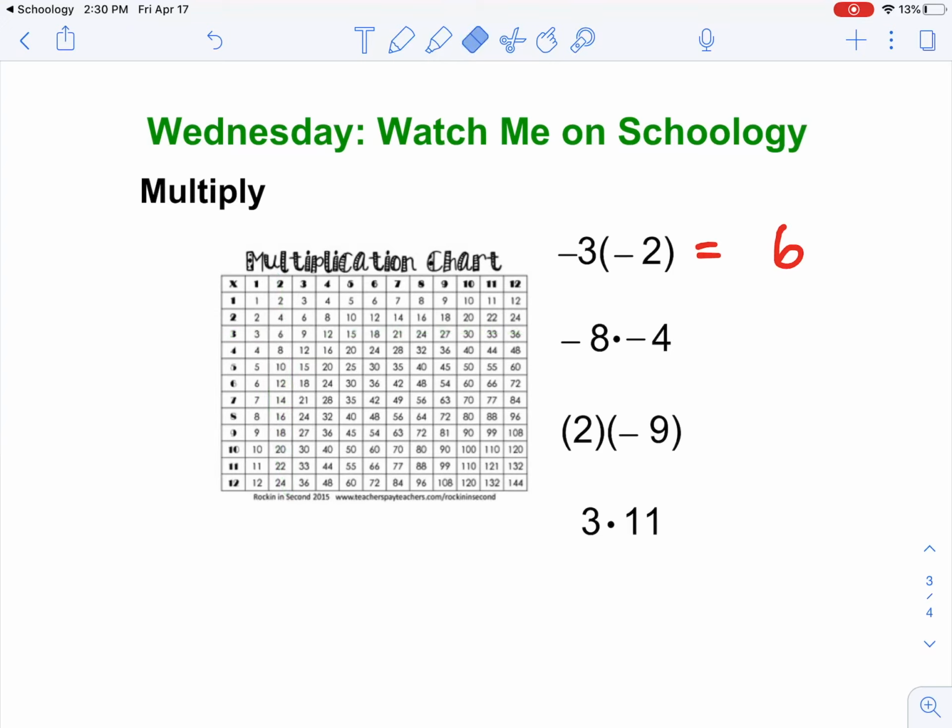My next one, we have negative 8 times negative 4. So I'm going to look for 8 and 4 in my chart. 8 times 4 is 32. And check your signs. We had negative times a negative, so our answer should be positive 32.